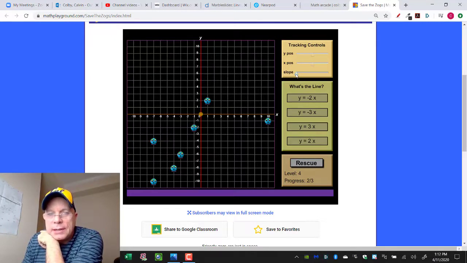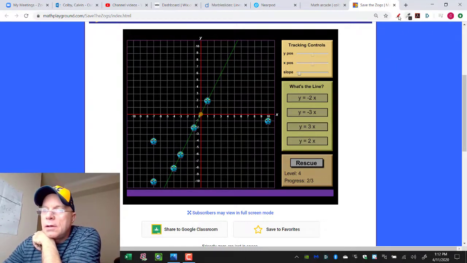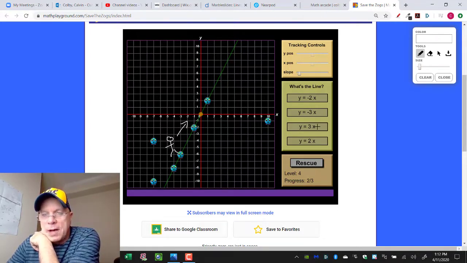I see my line. I see my Zogs are right here. Let's do process of elimination on this one. Let's do it a little differently. Is this uphill or downhill? If you were walking from left to right, we're going uphill, right? So it's not going to be a negative slope, it's going to be a positive slope. It's one of these last two.